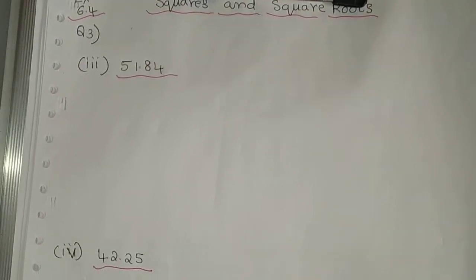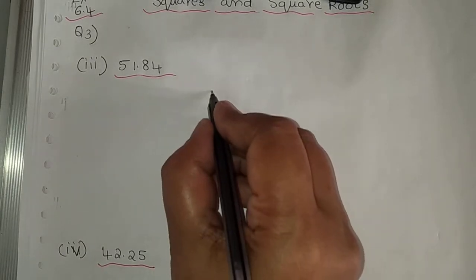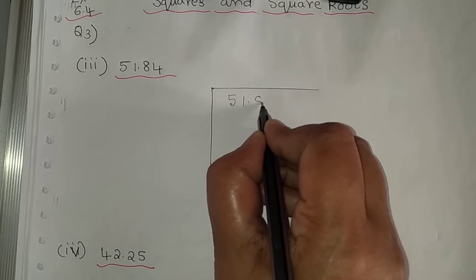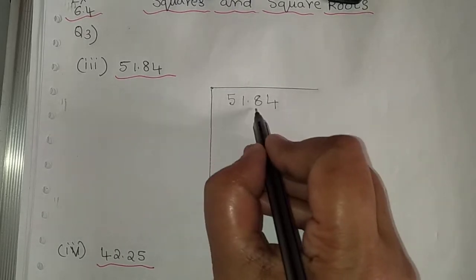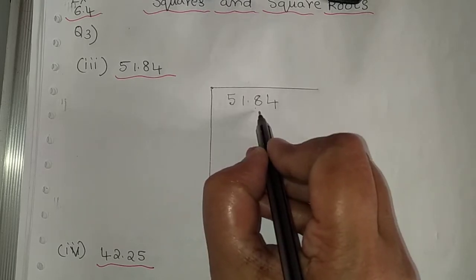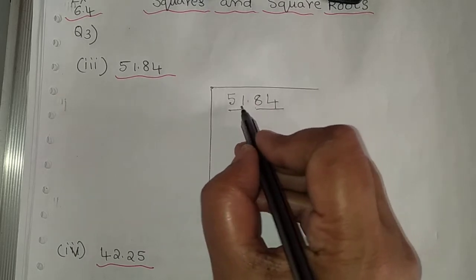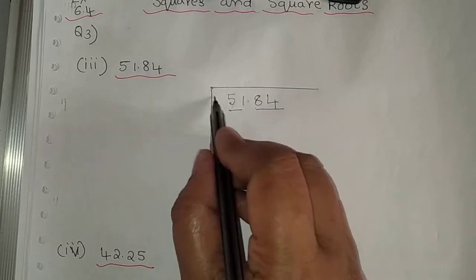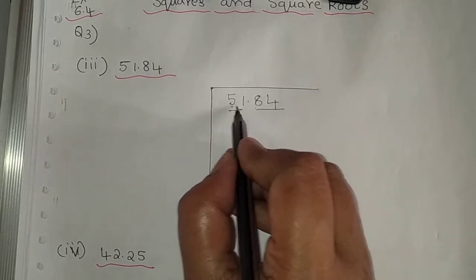So here, the third problem is 51.84. So 51.84, we'll write this here. So what is the nearest square number to this? Here, this is a 4-digit number. We finish 3-digit, pair these two. After pairing this, take these pairs now separately. First we used to take single digit, now there are two digits in each pair.